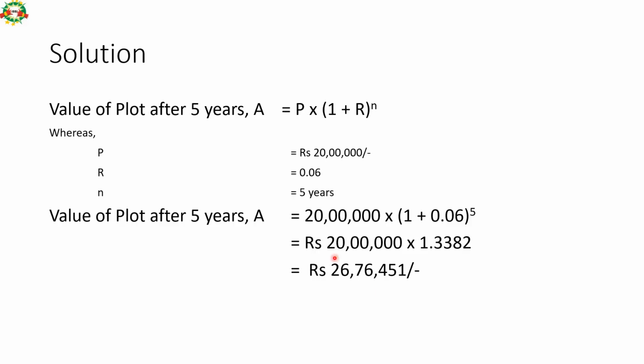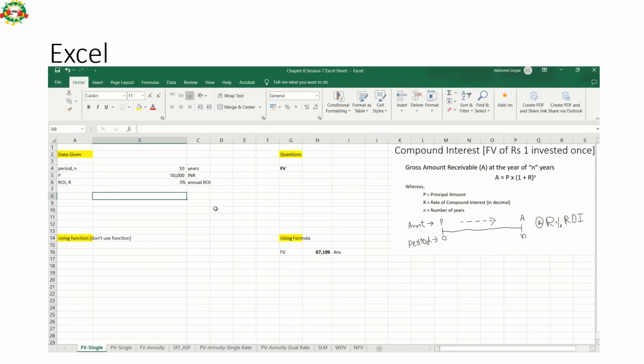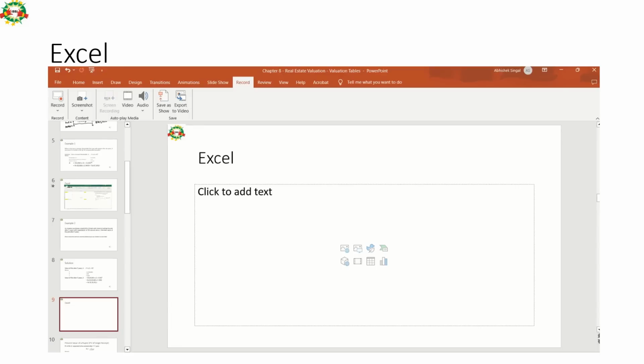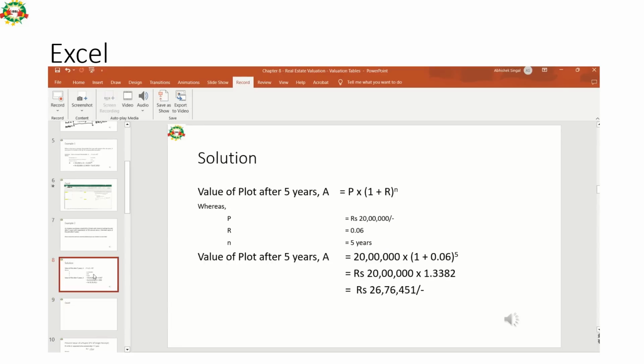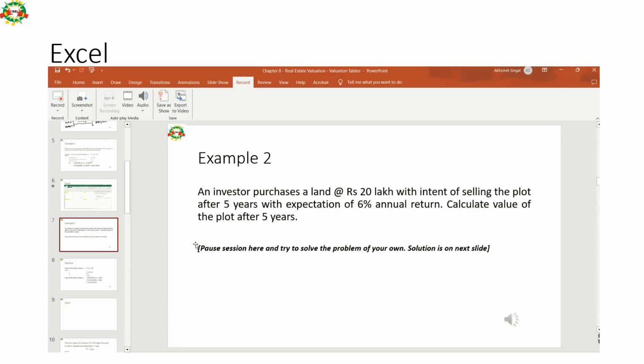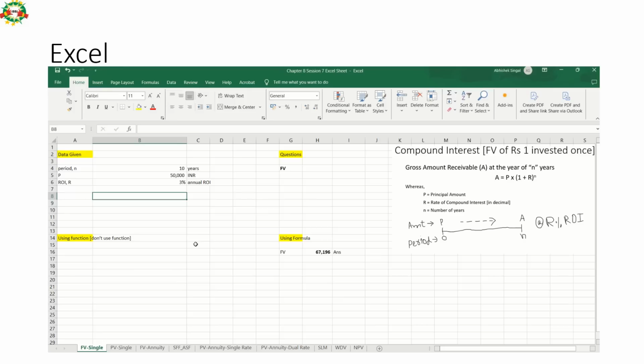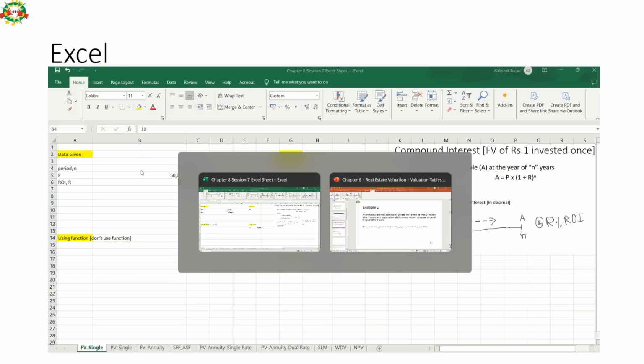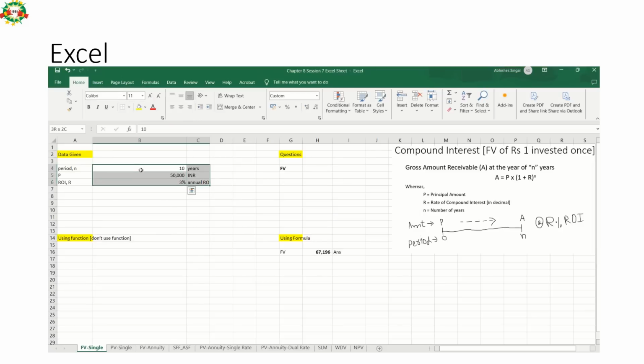Let us understand this concept with the help of Excel sheet. You see, this is the template which we made for example 1. Since the same formula is going to be used by us, let us use the same Excel sheet and first enter the data which is given in the question. The data given is in this slide. So here, let us delete this amount.